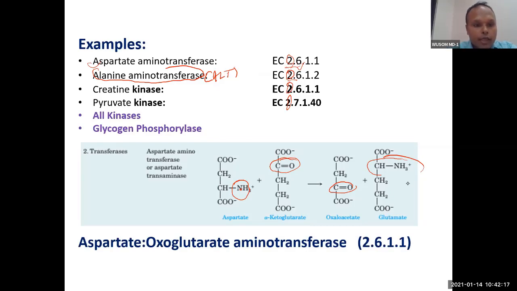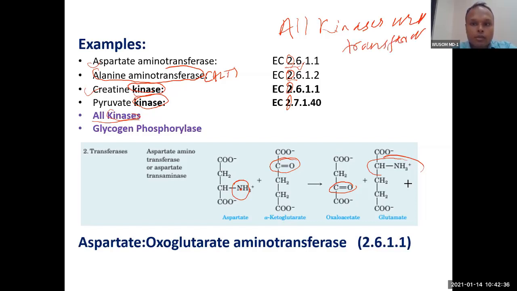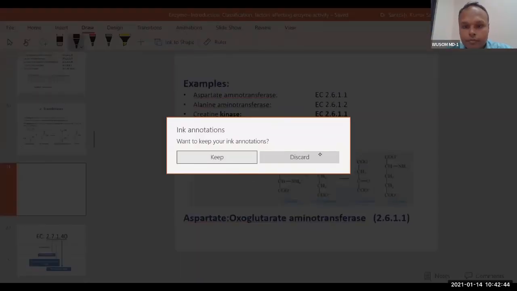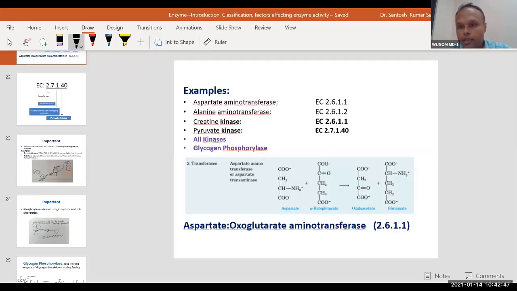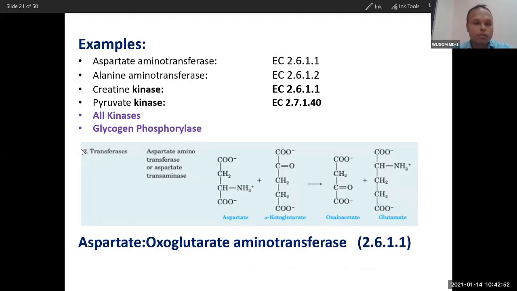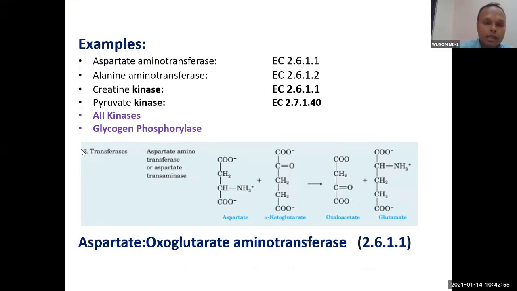So these two transferases we talked about, and this is creatine kinase. Note this terminology, kinase. All kinases, a very important terminology, all kinases are transferases. Will you remember this? All kinases are? Yes, transferase. Remember, all kinases are transferases. So we will talk about what the function of kinase is.